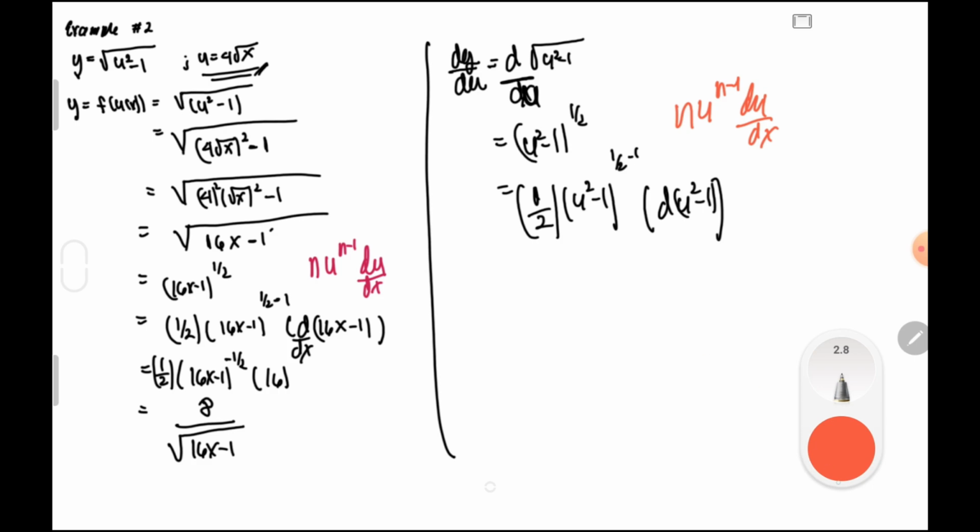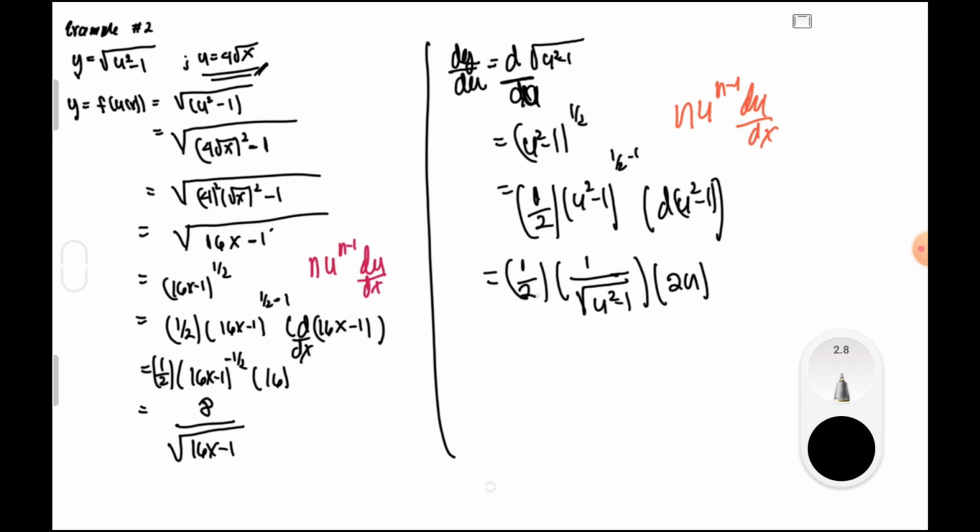So from here we will have a value equal to 1 half multiplied by 1 over square root of u squared minus 1, because 1 half minus 1 is negative 1 half, right? Multiplied by the derivative of u squared minus 1, which is 2u. So cancelling out the 2, it becomes just 1. So you'll have u divided by square root of u squared minus 1.